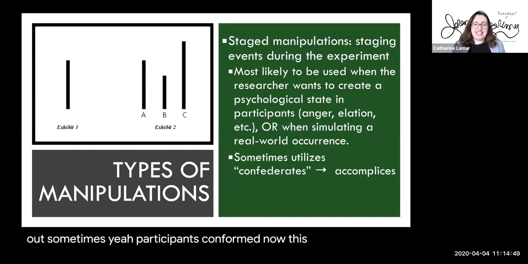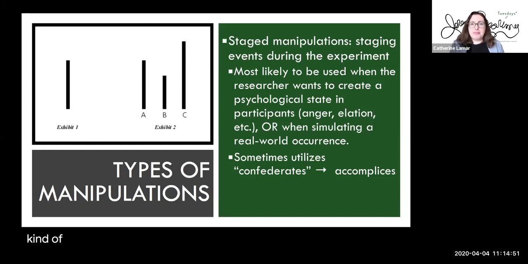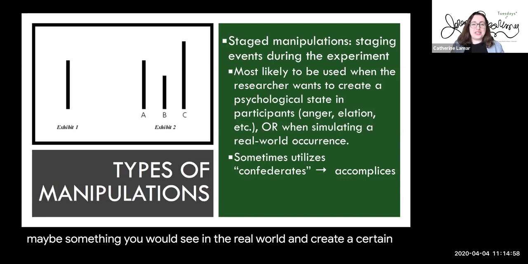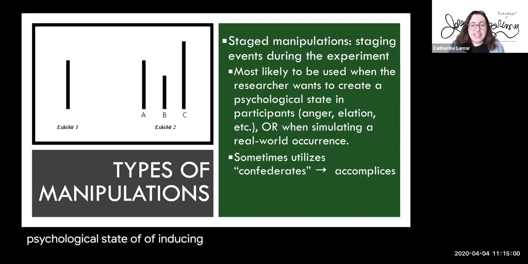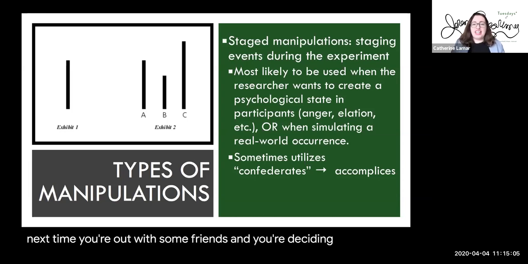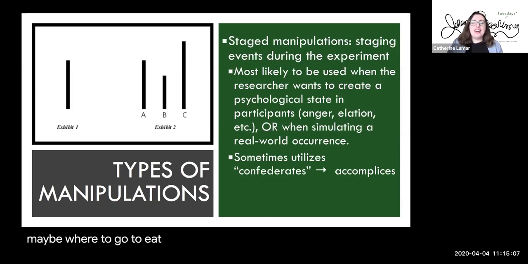Now, this experiment is staged, so it's designed to replicate maybe something you would see in the real world and create a certain psychological state of inducing conformity in participants. So the next time you're out with some friends and you're deciding maybe where to go to eat, or now that we're all physically distancing, maybe the next time you're talking with your friends virtually and they're all like, oh, do you want to go hang out? And you know you shouldn't go meet up with them because you're supposed to stay physically distant.